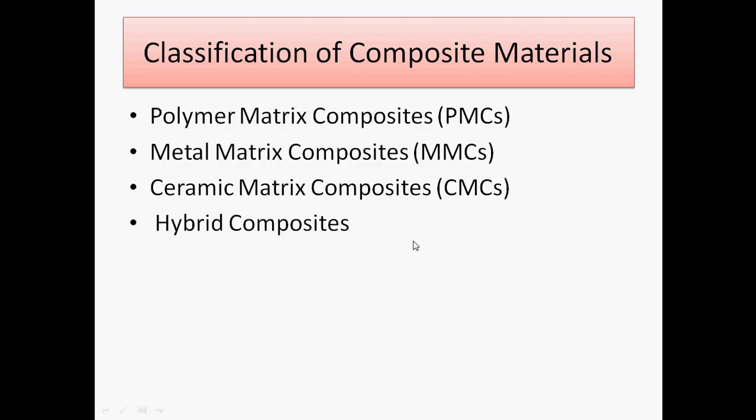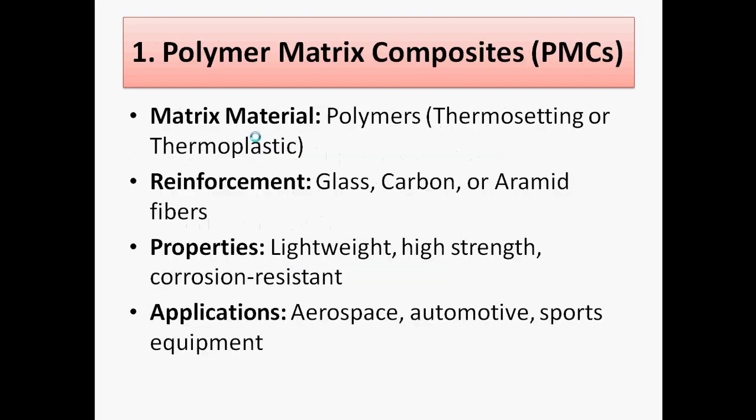So this is the classification of composite materials: polymer matrix composites, that is PMCs; metal matrix composites, that is MMCs; ceramic matrix composites, that is CMCs; and lastly hybrid composites. This is a mixture of these, and is called hybrid composites. First of all, we discuss polymer matrix composites.